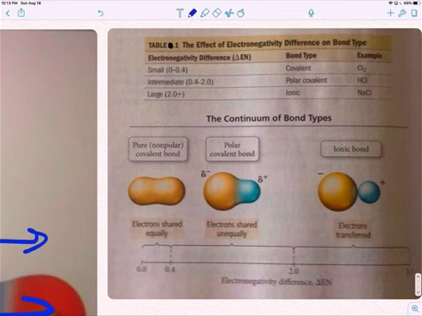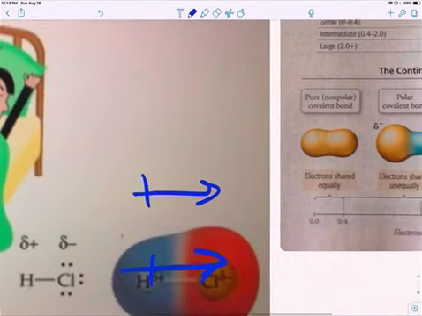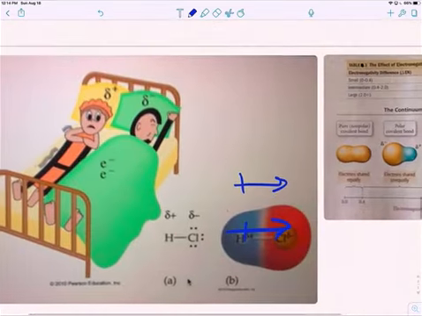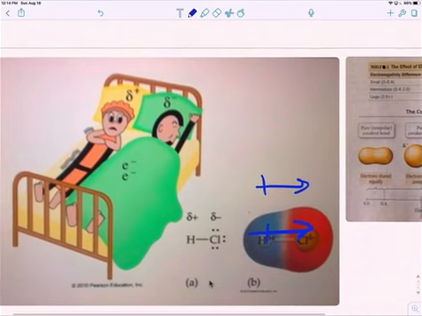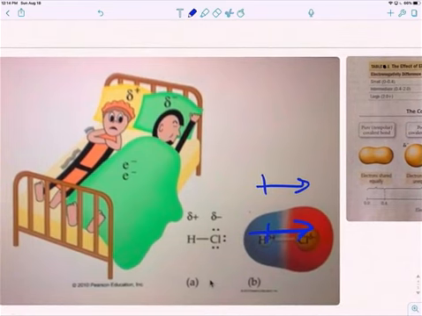Okay, so a covalent bond is nonpolar. The electrons are shared equally. If it's a polar covalent bond, the electrons are shared unequally. In ionic bonds, there is a transfer of electrons. And here is a picture. Sometimes this is referred to as a blanket thief.